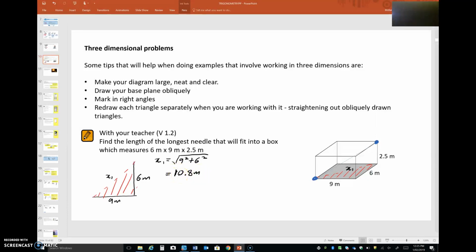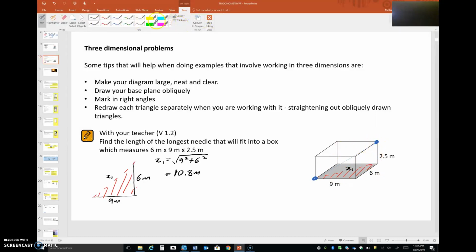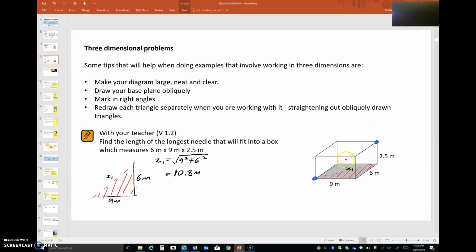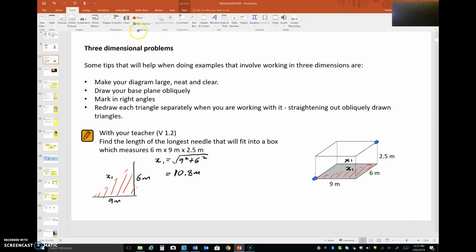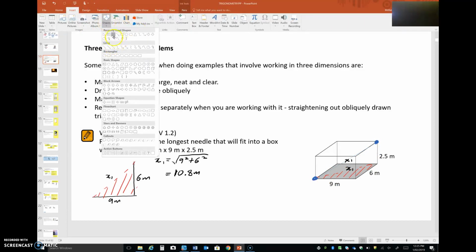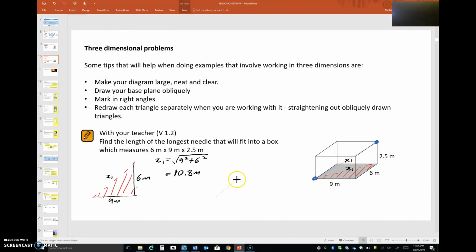Righto. Now I've got x1, so that means I can draw another triangle, a second one, and I'm going to take this triangle out of this diagram. Here's the blue line, which I'll call x2 first. We want to find x2, that's the longest needle, that blue line. So I'll draw that here. I'm taking this one out of the 3D diagram, and I'm going to draw it in 2 dimensions on this page.